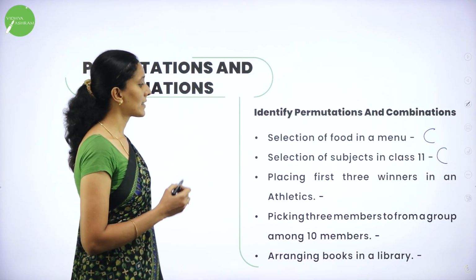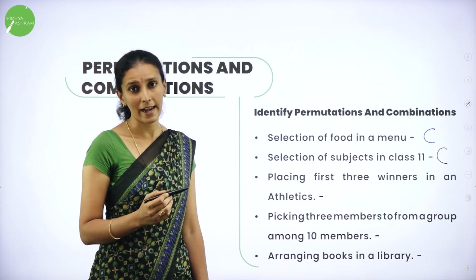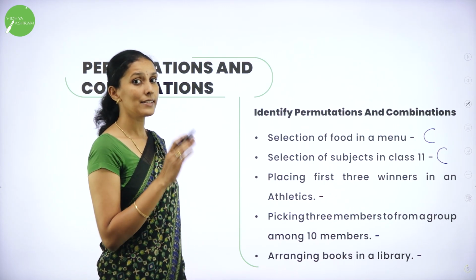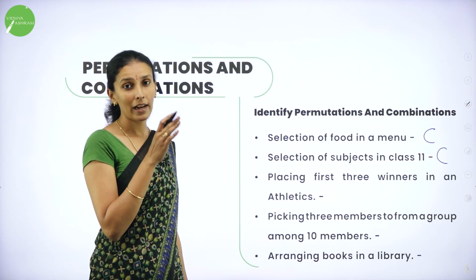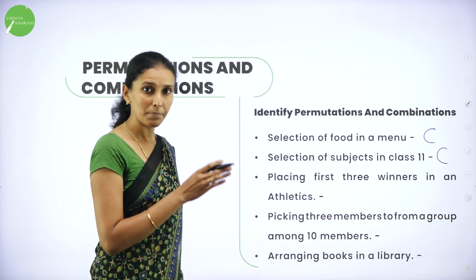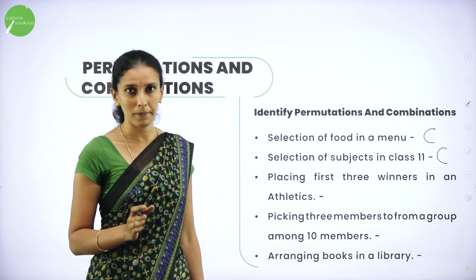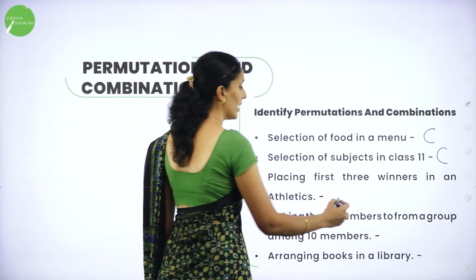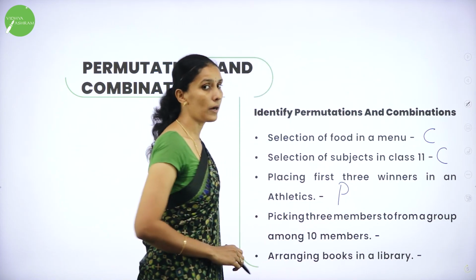Okay. So next, placing first three winners in an athletics. You have to place first three winners. So there the arrangement matters, the order matters. First place, second place, third place. So therefore this is an example for permutations.